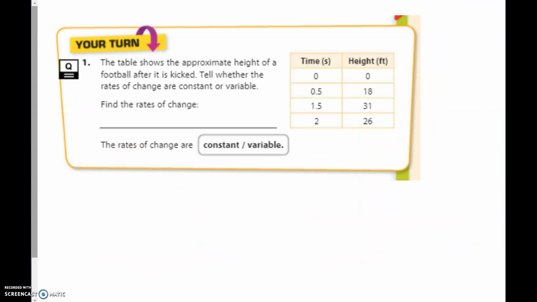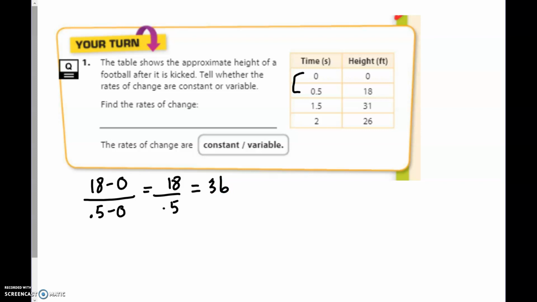All right, so here's another problem for us to try on our own. Find the rates of change. So I'm going to have to find this rate of change here. I have 18. Remember, we always have to do the y's on top. So I have 18 minus 0 and 0.5 minus 0. So I have 18 divided by 0.5. And remember, you guys can grab your calculators. So 18 divided by 0.5 is 36.